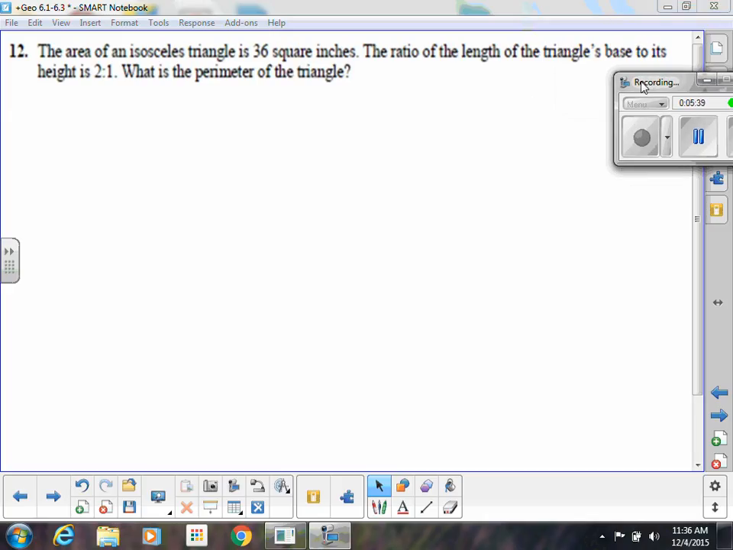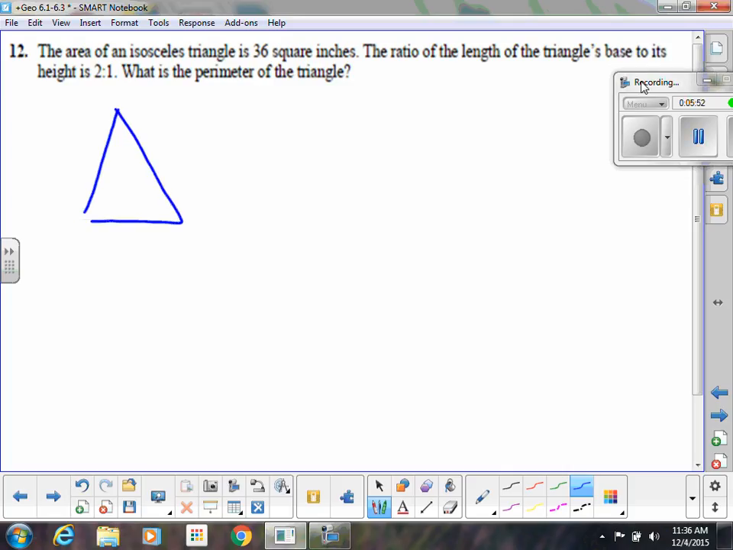We have the area of an isosceles triangle is 36 square inches. The ratio of the length of the triangle's base to its height is 2 to 1. They want to know what is the perimeter. So if they're talking about an isosceles triangle, let's draw an isosceles triangle. And then they're talking about area and the base and the height.